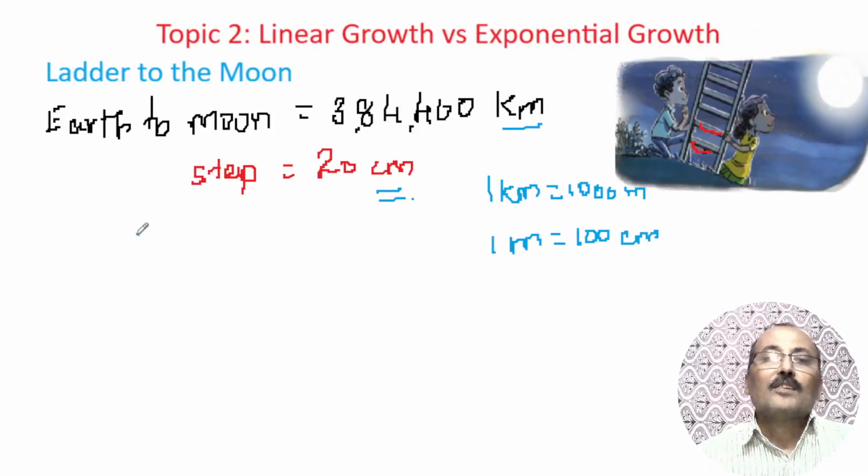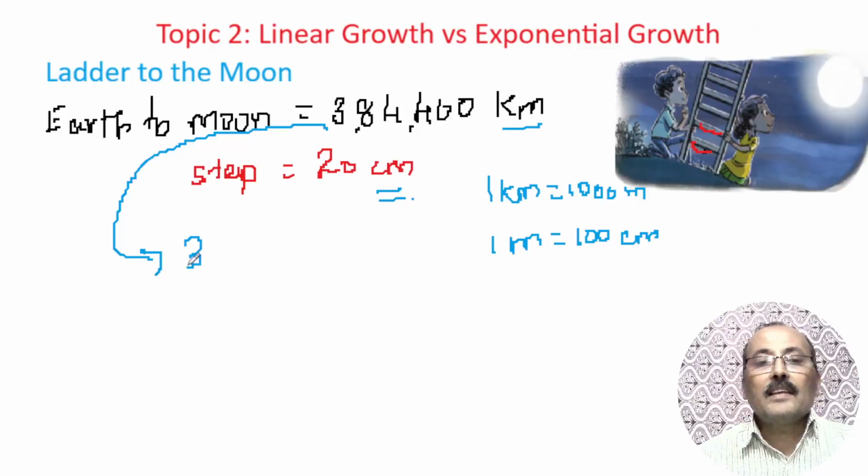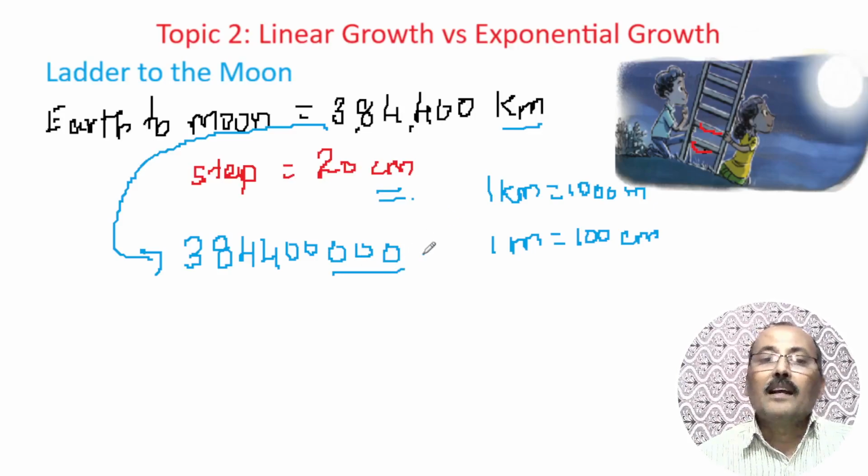That means this now comes to be 384400 and 3 zeros for converting to meter, and 2 more zeros to convert that into centimeter. That's all. This is now in centimeter.